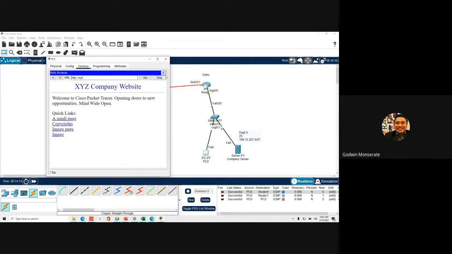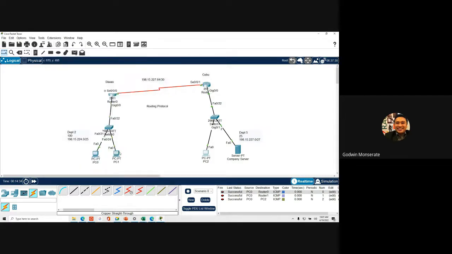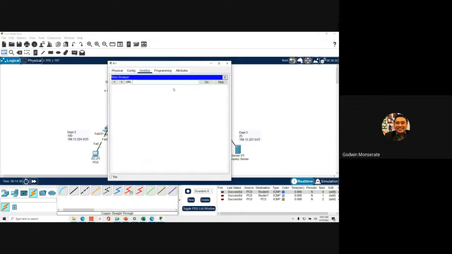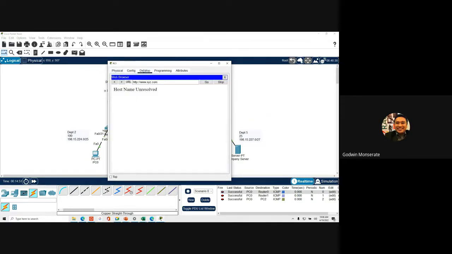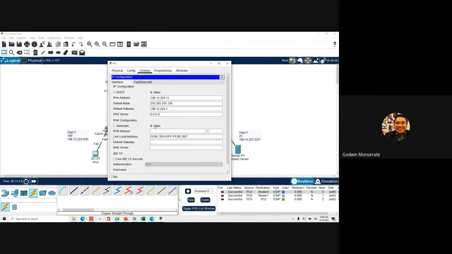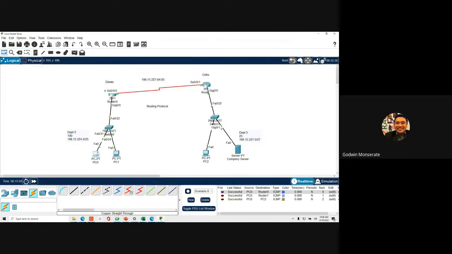Okay? Isa nga xyz.com, right? Here. Ano na to? Work ba siya? www.xyz.com. Host name unresolved. Why? Come on, why? Wala pa na-set ang DNS. Yes, sir. Very good. DNS, sir. Wala pa kitay DNS server. You're getting good at this, no? So kanisha will be pointing to 198.15.227.2.